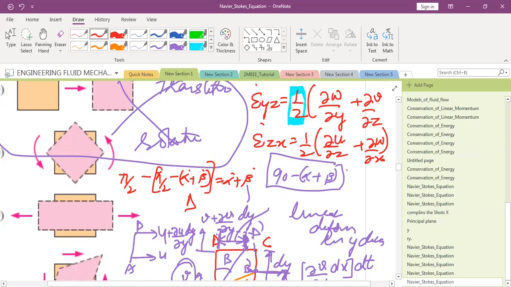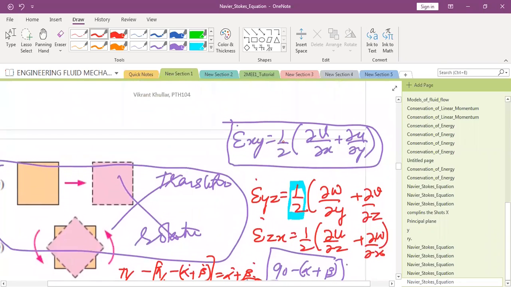So I got alpha dot plus beta dot. This alpha dot plus beta dot is also represented by gamma xy, so gamma xy is curly v by curly x plus curly u by curly y. But I am not writing down gamma xy, I am writing down exy, which is half of gamma. We will get to know why we have to add this half additionally. As of now it is not clear to you, but it will become clear as we go along.